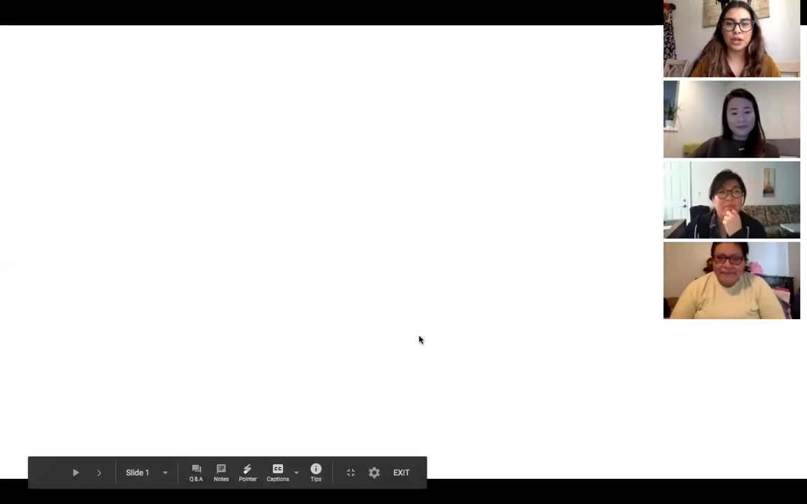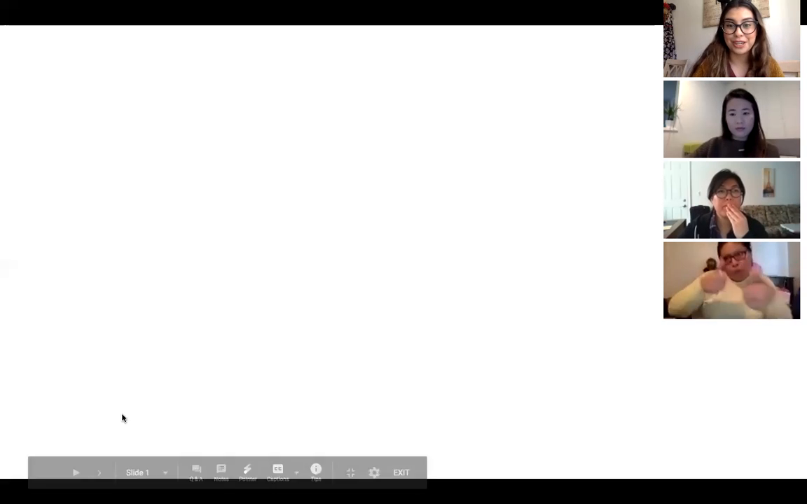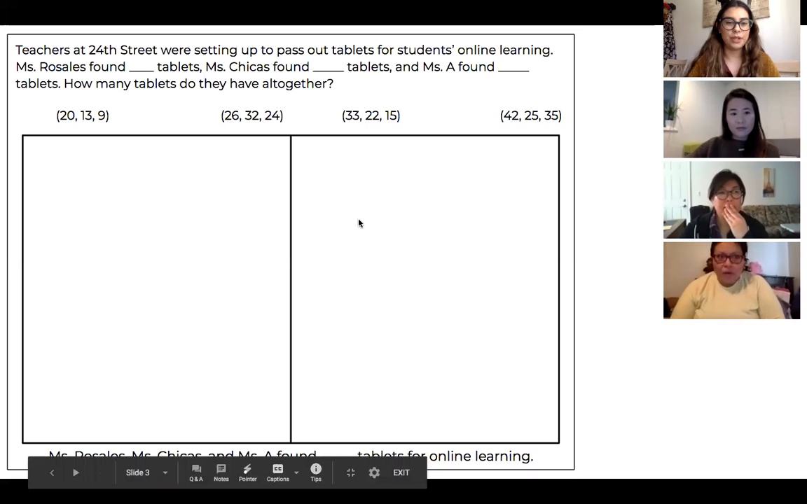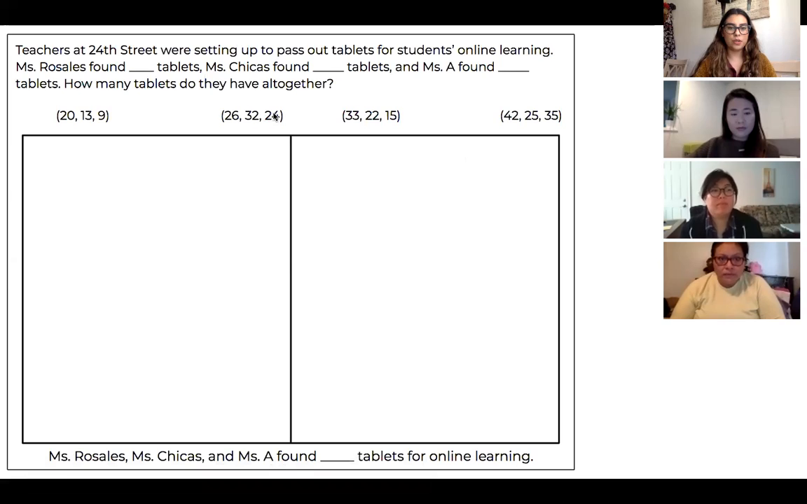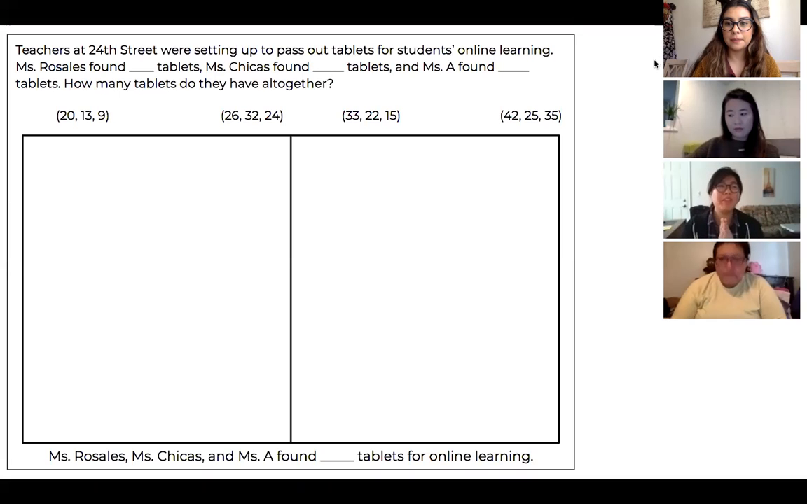Okay, now we're going to do our second read, and this time we're going to pick a number set. Remember, we always have 4 number sets, and I'm going to call on Miss Kim to choose the number set for us, okay? So here we are. We have 20, 13, 9; 26, 32, 24; 33, 22, 15; and 42, 25, and 35. I feel like because we've been doing story problems for a while now, I think I'm ready for the challenge. So I want to pick the last set.